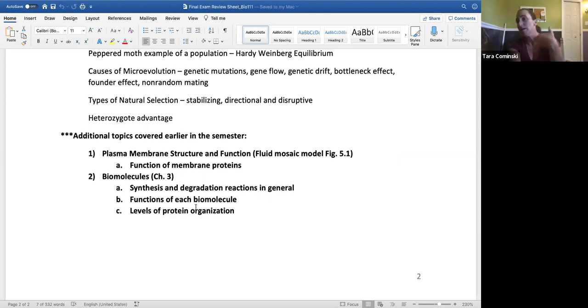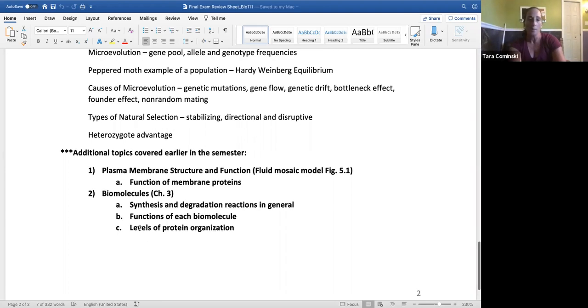Biomolecule functions, meaning functions of lipids, functions of carbohydrates. And then levels of protein organization. Remember the primary, secondary, tertiary, and quaternary structure of proteins. When you have your polypeptide chain, that's primary, but remember it then forms secondary structures and then folds more before it can be functioning. Okay, so those are those additional topics. There's nothing else additional on there. It's those specific ones.